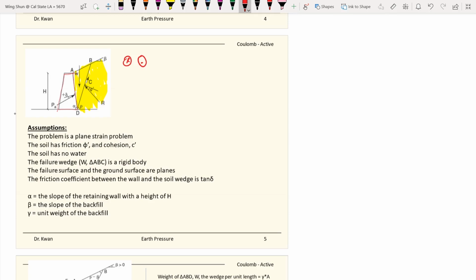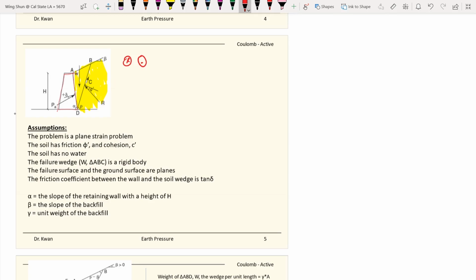And the soils that you're working on will have a friction angle of phi and also cohesion of c. And you assume a perfect drainage, which means the soil has no water, and it more likely works better for cohesionless soils because you need to assume there's no water, meaning you have very good drainage. If you have clay, then you hold up the water. But for sand materials for backfill, this Coulomb method will work well.